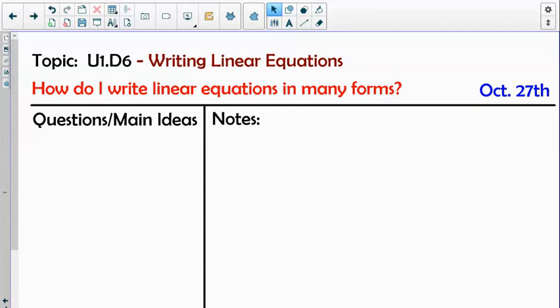Look at writing linear equations in different forms. Our question for today says, how do I write linear equations in many forms?